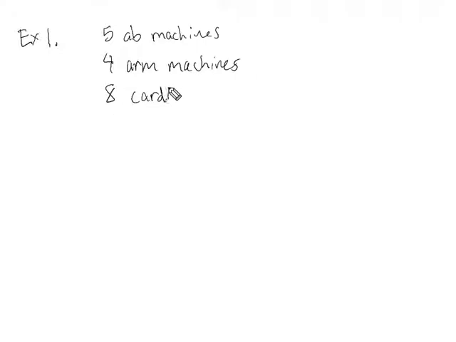is, suppose we have three different types of workout machines. We have 5 ab machines. We have 4 arm machines, and we have 8 cardio machines. All right. The question is, how many different workouts can we create with these machines?